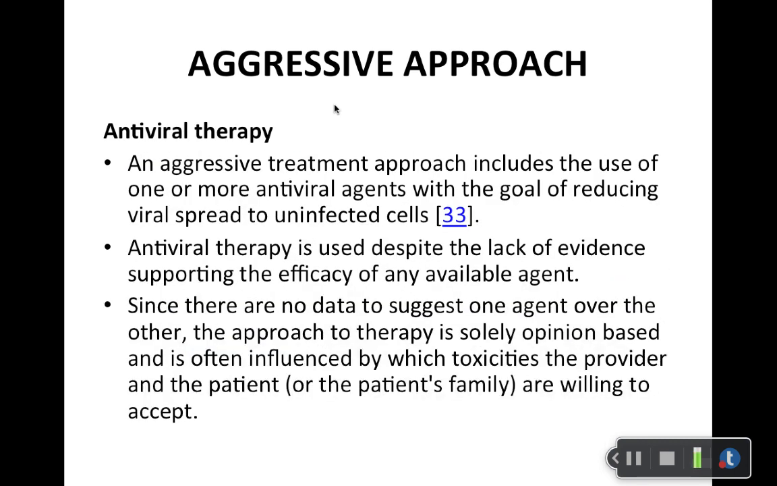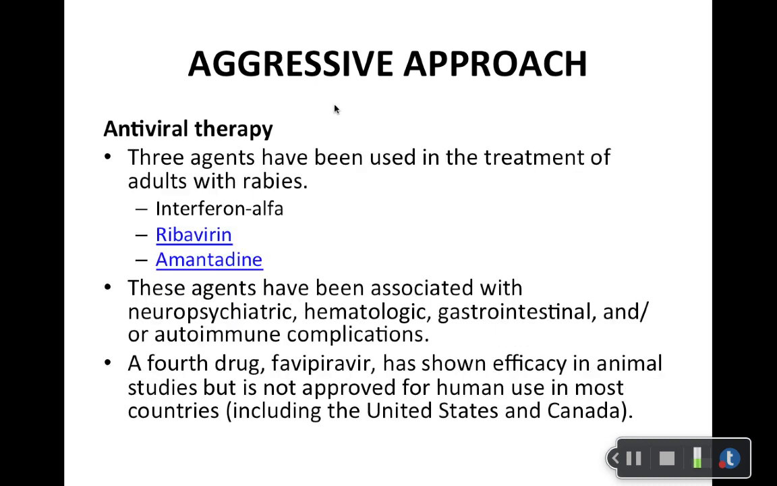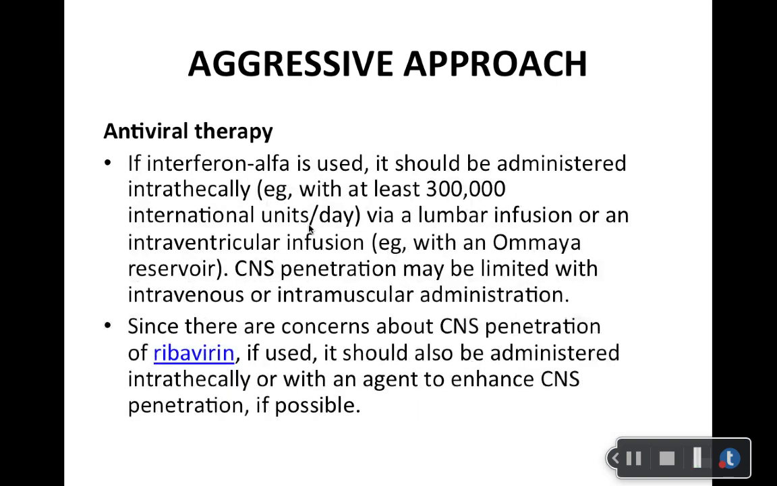Same thing here. Antiviral therapies. They're used, despite a lack of evidence. I don't have the listing of antiviral therapies, but they are here. So these are three that could be used, but don't stress too much about it for testing purposes for me. Really, I want you guys to focus on the palliative treatment. Read through the aggressive treatment approach, and note when there's drugs that are used, but mainly stick to that palliative approach.